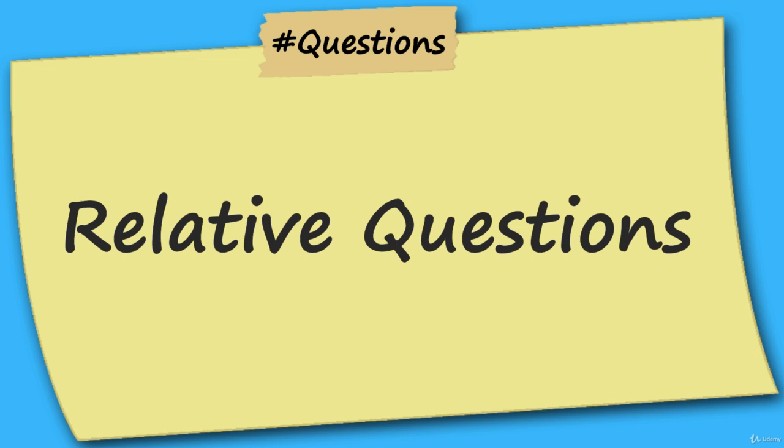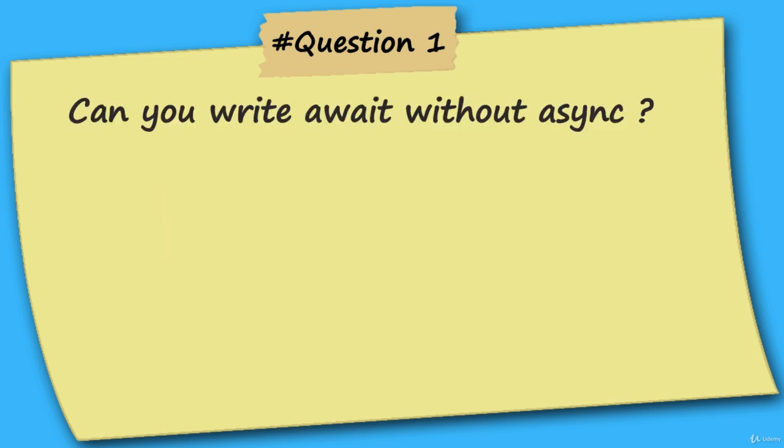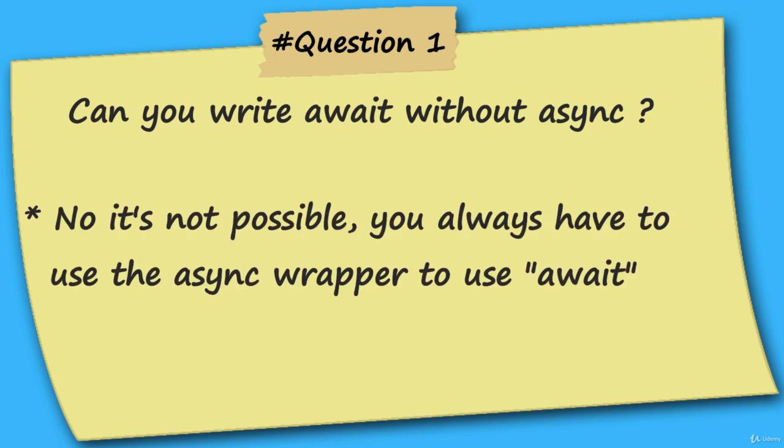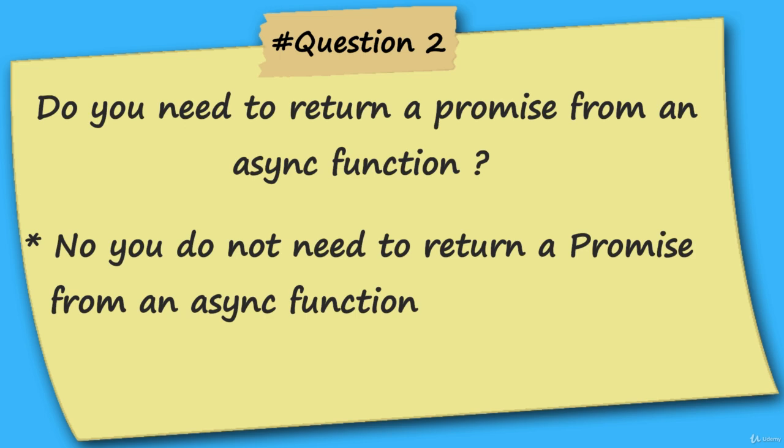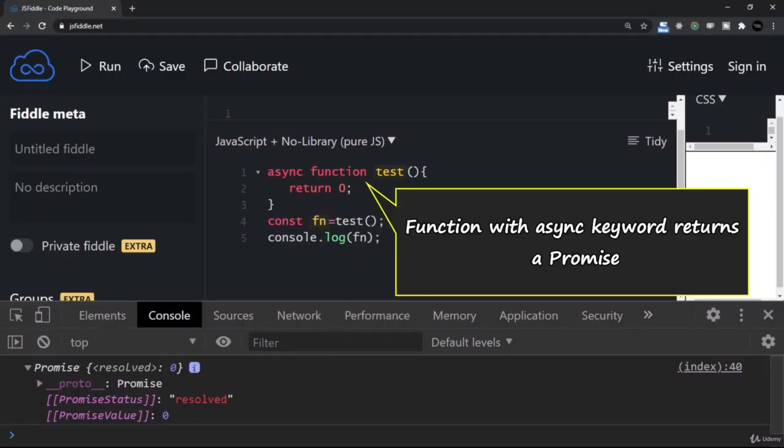Let's discuss related questions on this topic. The first question is, can you write await without async? No, it's not possible. You always have to use the async wrapper to use await. The second question, do you need to return a promise from an async function? You do not need to return a promise, because the moment a function has the async keyword, it means it is returning a promise, which we saw in the beginning itself.